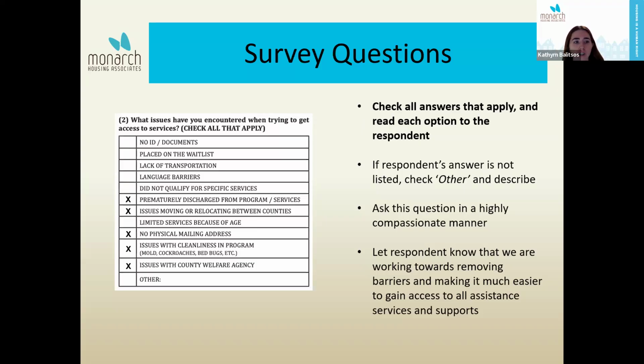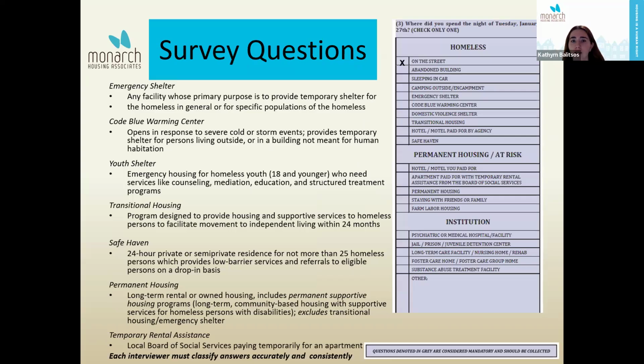Okay, so now question 3 is one of the mandatory questions. You're asking, where did you spend the night of Tuesday, January 27th? You're only checking one. So either someone is in a homeless situation, such as on the street, abandoned building, transitional housing, hotel, motel paid for by an agency. Then there's the options for more of permanent housing or at risk.